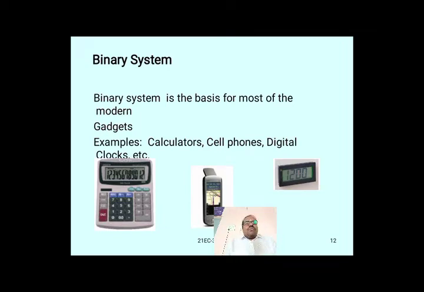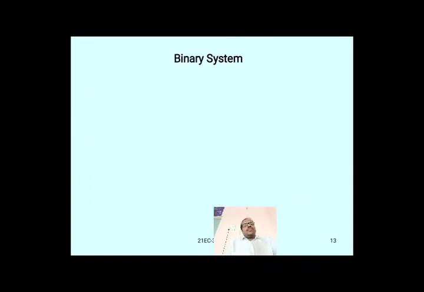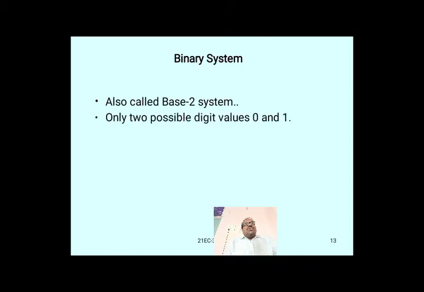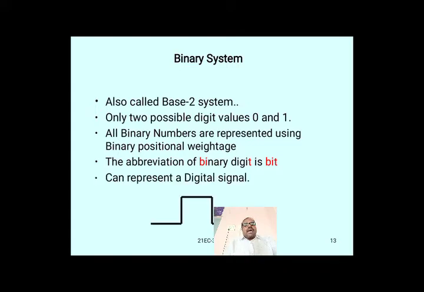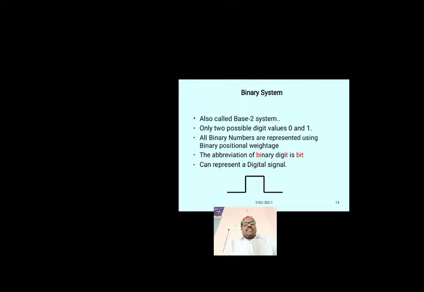Next one is the digital clock. In a digital clock we get the digital time. Here it is 12 o'clock. Okay, binary system. It is also called base 2 system. Here it has only two possible digit values, 0 and 1. All binary numbers are represented using binary positional weightage. The abbreviation of binary digit is bit. It can represent a digital signal like this.